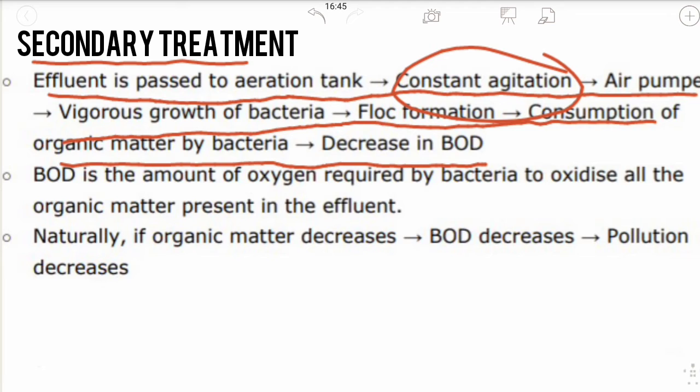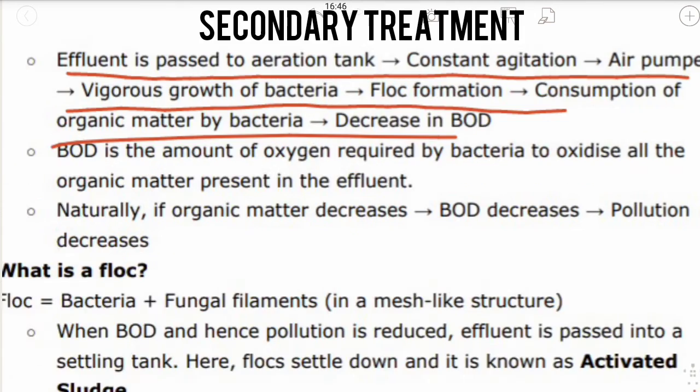Here the aerobic microbes grow vigorously. They consume the major part of the organic matter in the effluent, and this reduces the BOD. Simple. So let me explain the secondary treatment once more for those who have not understood this process.